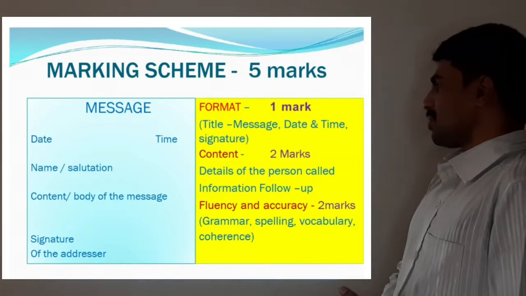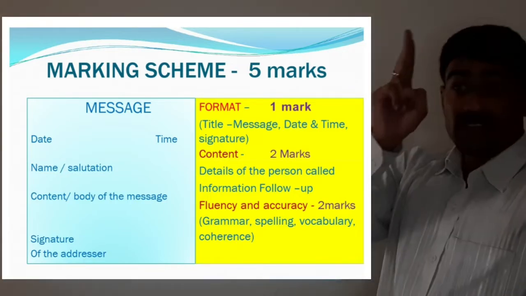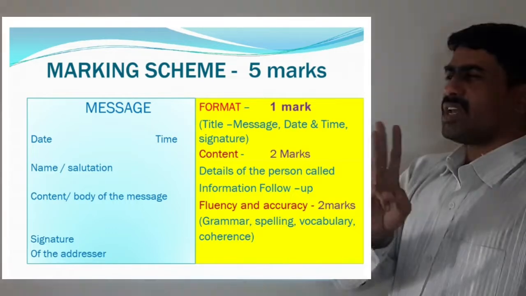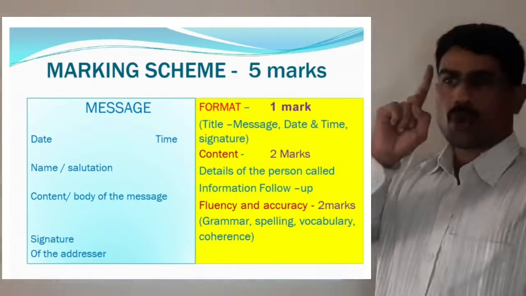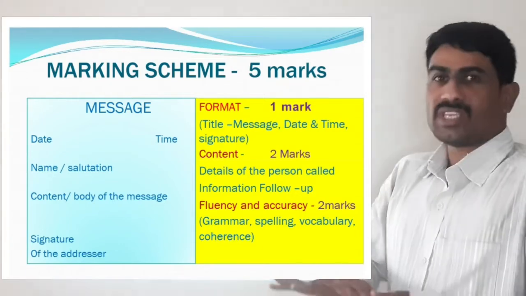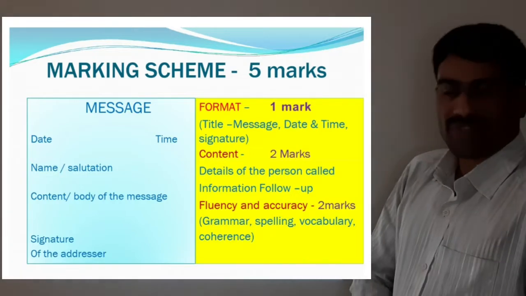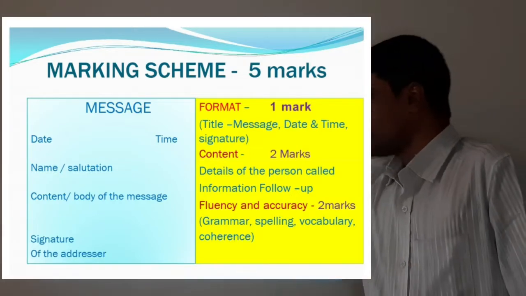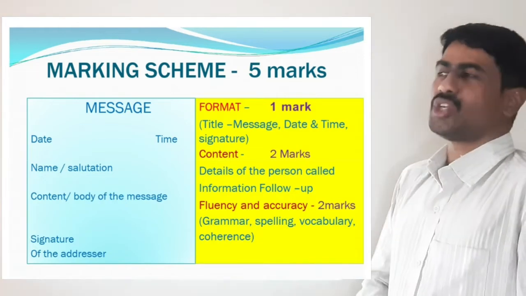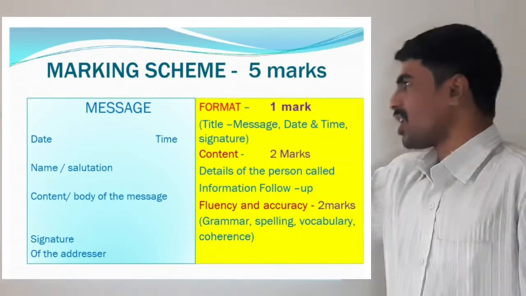There are three things that we generally remember about this message: who called, what did they say, and what is to be done. Only these three details should be included in the content or the body of the message. And then the signature of the addressor. For example, if I am writing the message to someone else, my name should be written after the message.